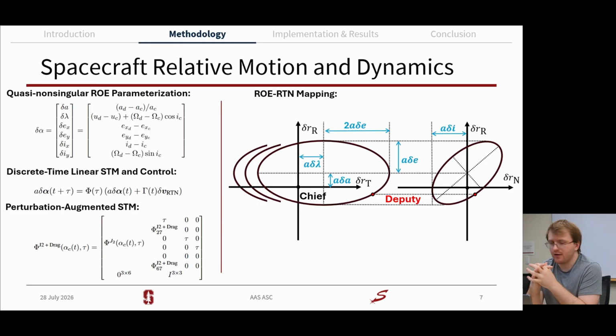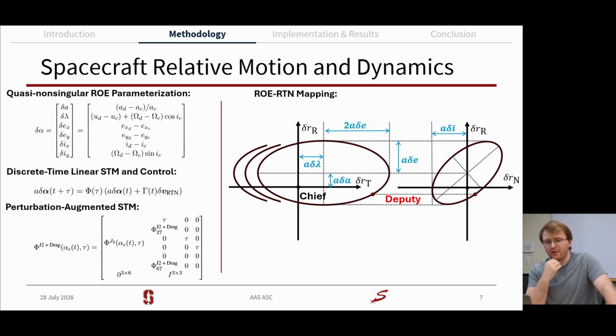These are a parameterization of Keplerian orbital elements that give us a very nice intuitive understanding, or can be mapped very intuitively to the relative motion of the spacecraft in the RTN frame, or local vertical, local horizontal frame, if you're familiar, to give us these nice and fairly stable, without significant perturbation effects, long-term elliptical motion in the RN plane and a translating ellipse in the RT plane.